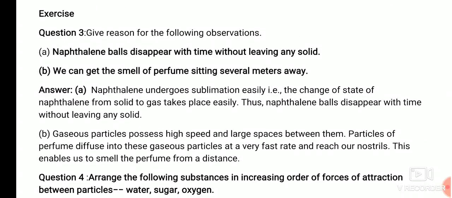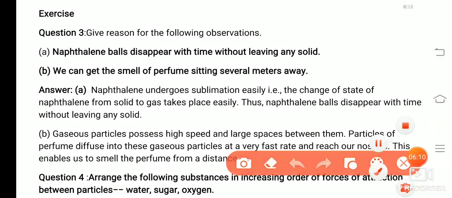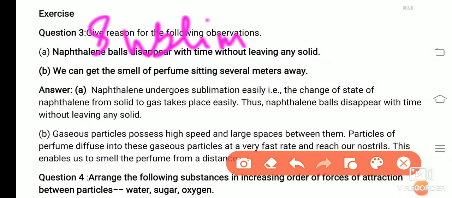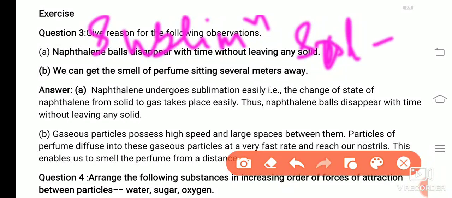Now moving to the exercise questions and answers. The question is, give reason for the following observation: naphthalene balls disappear with time without leaving any solid. Just now we discussed naphthalene balls. What is the reason behind it? The reason is sublimation. What is sublimation? Sublimation is when solid directly changes into gas.